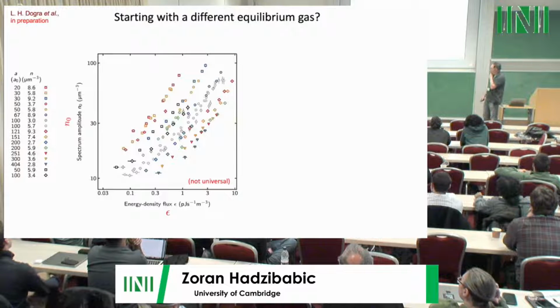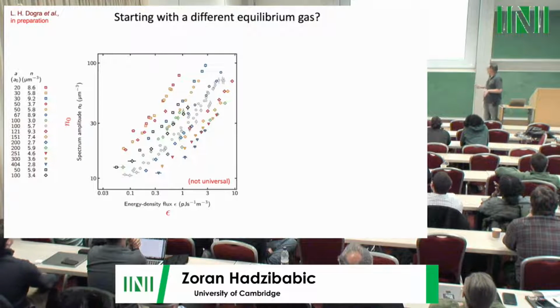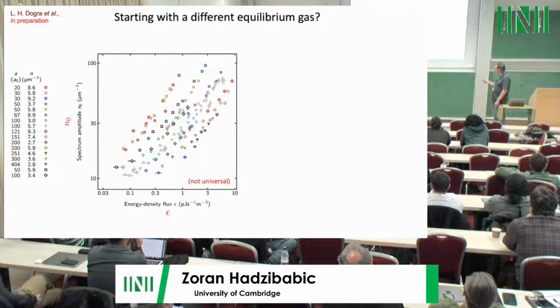And so let's try to generalize that. Here we vary the interaction strength by a factor of 20 and density by a factor of 3, or something like that. These are the relations of the cascade amplitude versus the flux. And just in case it's not clear, this is not a universal curve.